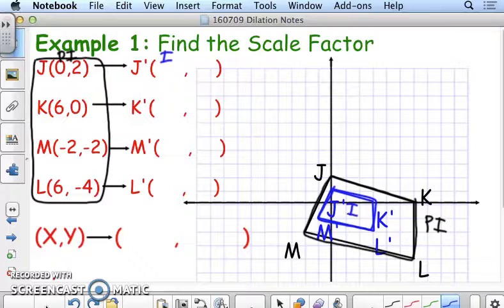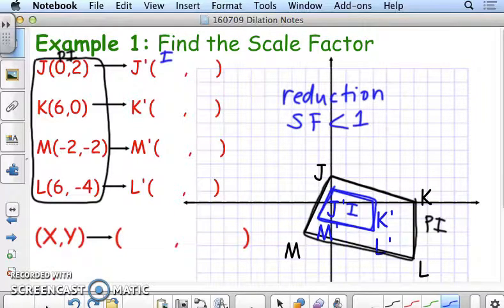I'm recognizing that I'm going from a large figure to a smaller figure. So this specific example should be a reduction. So I'm going to think specifically my scale factor has to be some number less than 1. So if I get a number that's 2 or 4, I'm going to think, I made a mistake. Maybe I put my pre-image over my image instead of image over pre-image. So for scale factor, I need to take image and put it over my pre-image.